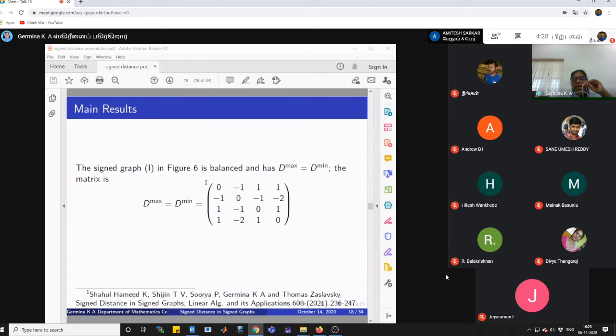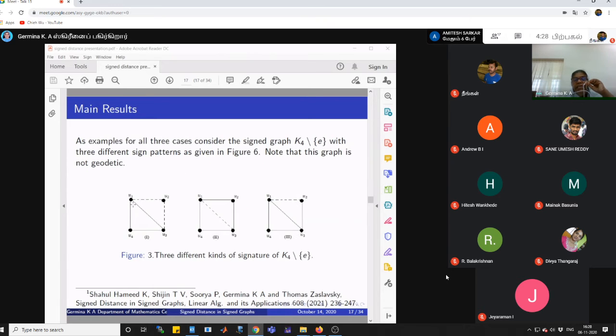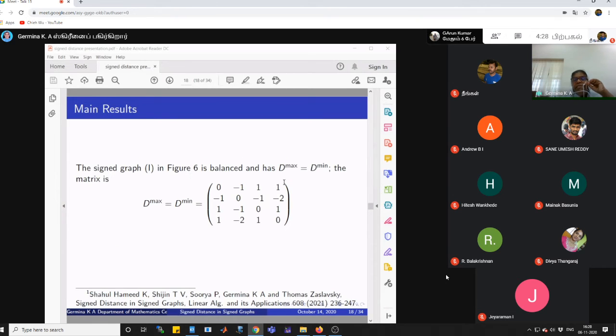Figure 6 is balanced. Is it? You just see this figure 1. On all the cycles there are 2 negative edges, so this is a balanced one. And you can construct the matrices D max and D min as we did earlier. You can see that D max is equal to D min, and the matrix is D max equal to D min equal to 0, -1, 1, etc.